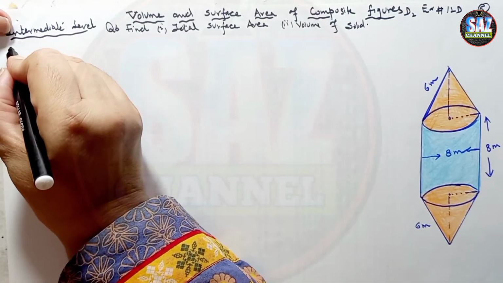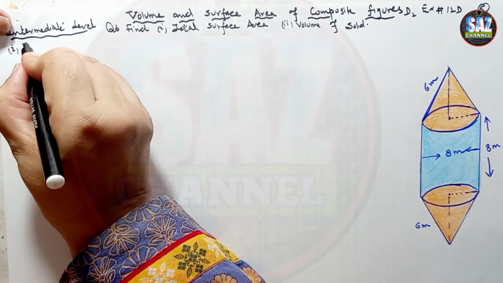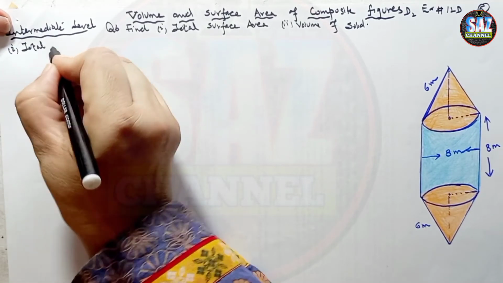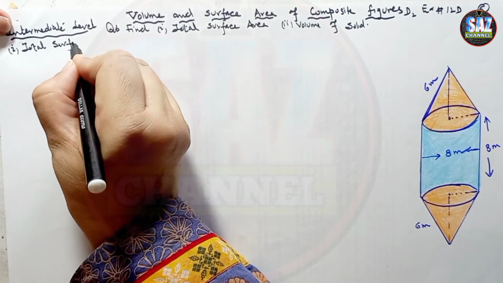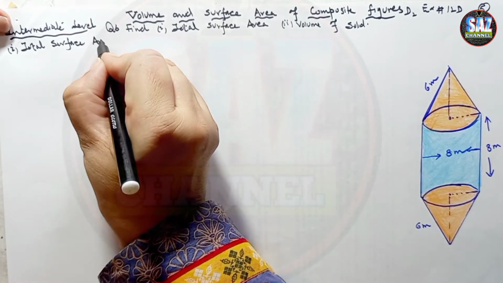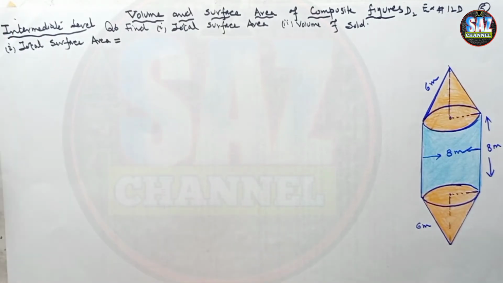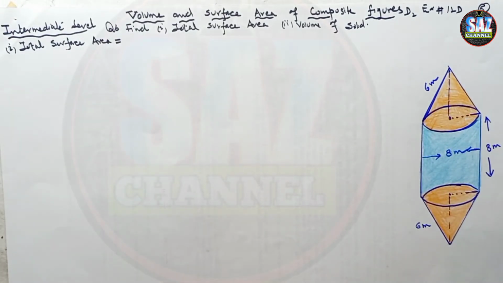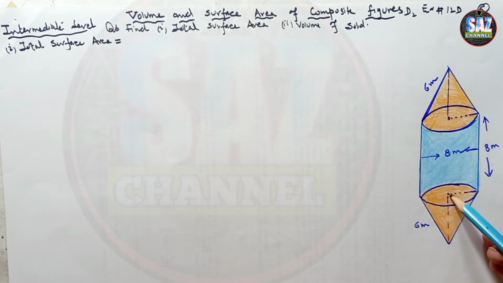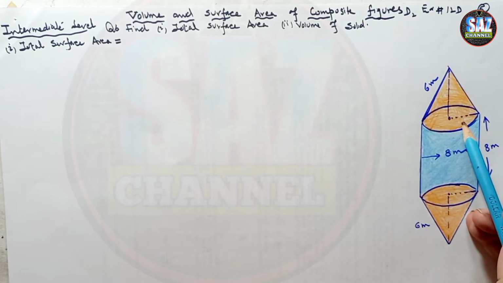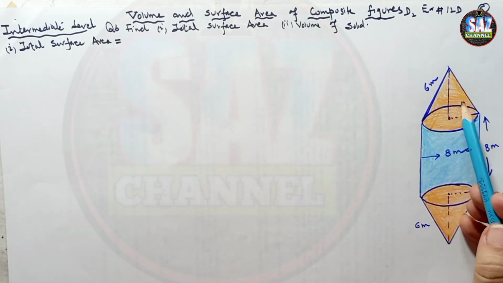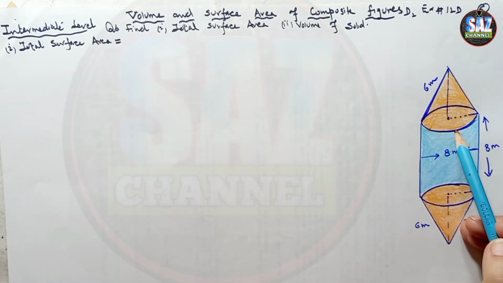So it's important to understand how to calculate the total surface area. Now look at the diagram. We can see that this circular part is where the cone is joined with the cylinder, and the same at the top. From this circular portion the cone and the cylinder are joined together.